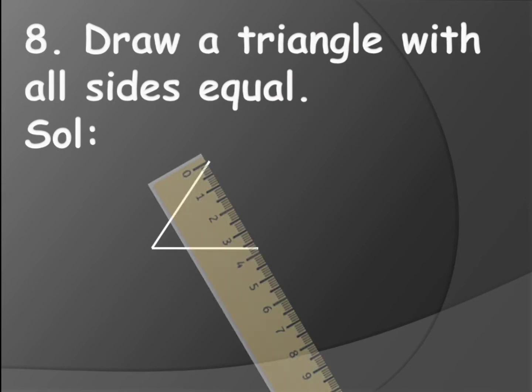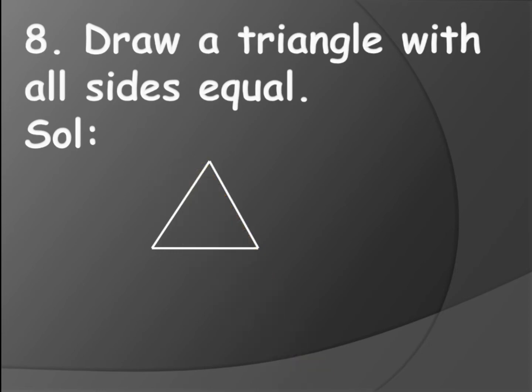Now again I'll place the ruler in such a way that 0 is at the end of the previous line, and 4 is coinciding with the slanting line, and then I'll draw a line like this. Now I have drawn a triangle with all sides 4 centimeters. So in the same way you need to draw the triangle.